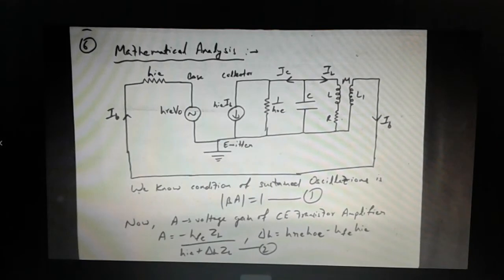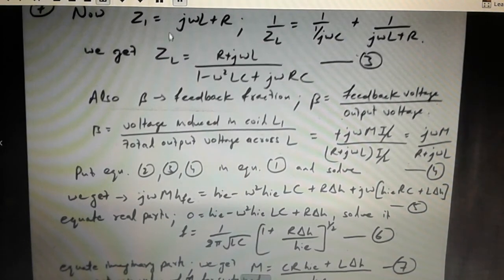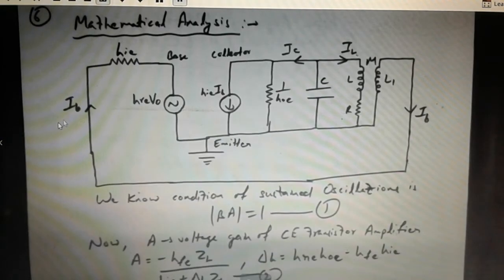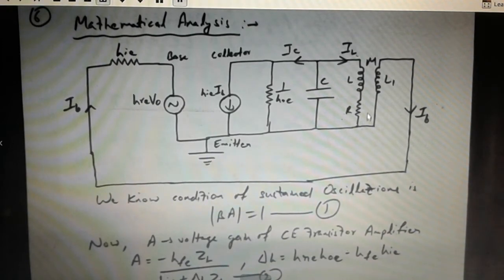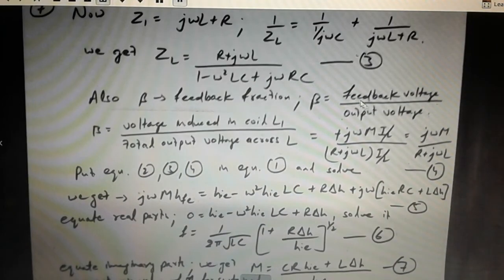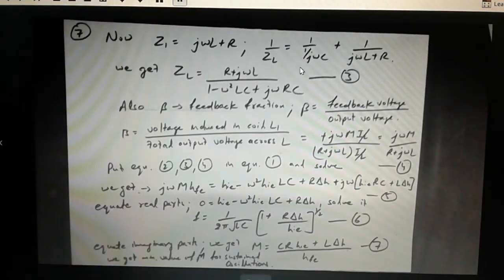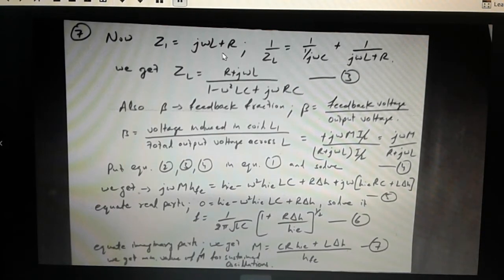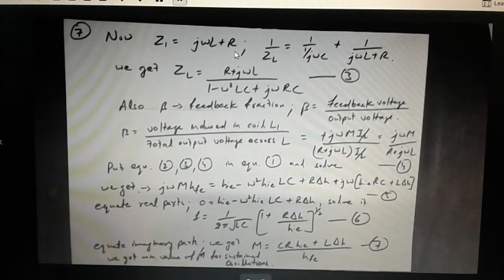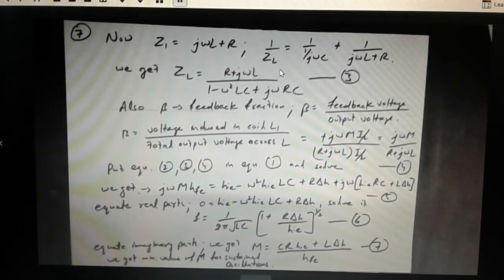Now here you can see that ZL is basically the total impedance of this LC circuit. Here L and R are in series, and the combination of L and R is in parallel with the capacitor. So the total impedance of the combination is ZL. So Z1 is j omega L plus R, that is the reactance of the inductance plus resistance. Then they are in parallel, so we can find ZL equal to this from equation 3.